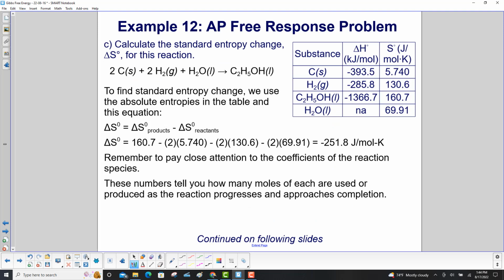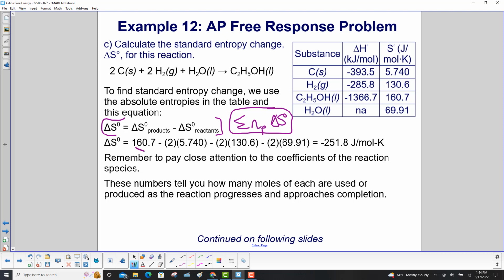To find the standard entropy change, we use the absolute entropies in the table and this equation. And that's a little shorter than we normally use, right? Because we normally go like sum of n products times delta S of each product. So this time we're going to assume we've been doing this enough, and we're just going to make sure we put that in our answer.